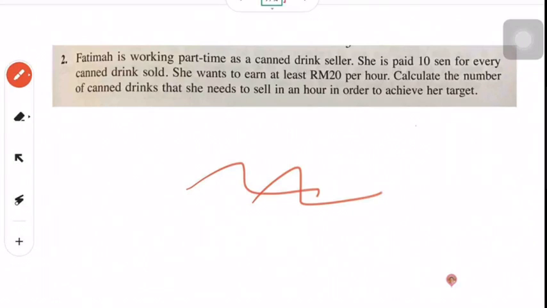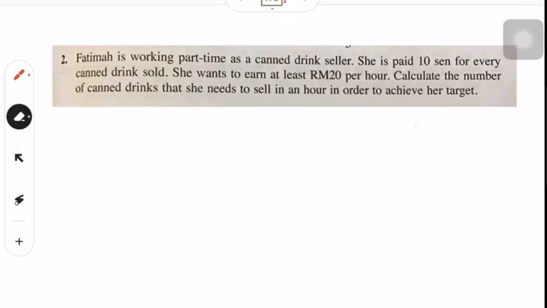Siapa yang dah ada idea tu bolehlah tu conteng kat sini. Okay. Dia nak dapat RM20 per hour. How do you think she can get that RM20? By selling cans. She is selling cans. So how many can must she sell? So 10 cent average. Satu can 10 cent. Jadi nak dapat 20 macam mana? Dia nak buat apa nak dapat RM20? Teacher, tukar dia punya sen boleh ke teacher? Oh, mestilah kena tukar lah.